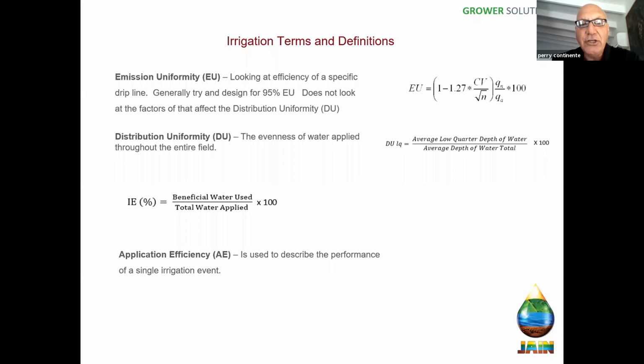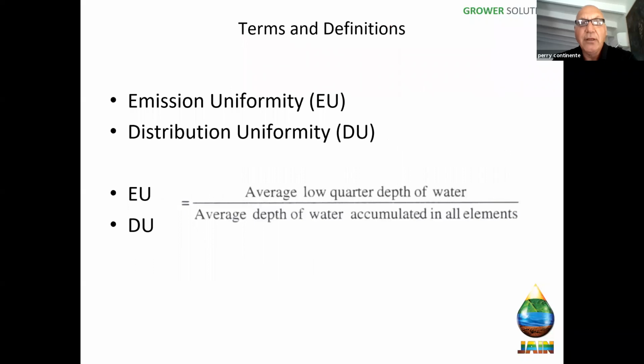When we look at irrigation efficiency, it's probably not a term that we should be using, because if you look at the equation, if you under-irrigate your field, you'll have 100% irrigation efficiency, and that's really not what we want. Application efficiency is used generally to describe the performance of a single irrigation event. The takeaway here, by the way, is that emission uniformity and distribution uniformity are really the exact same thing, only we tend to use the words emission uniformity when we talk about, say, a single lateral.